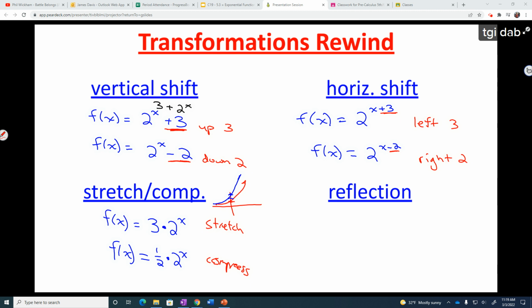And then we got 2 reflections. See if we can remember which one's which. It's always hard to remember which one is which axis. So let's start with negative out in front, 2 to the x. We know with the negative it's going to be a reflection, but it's often hard to remember which one it is.